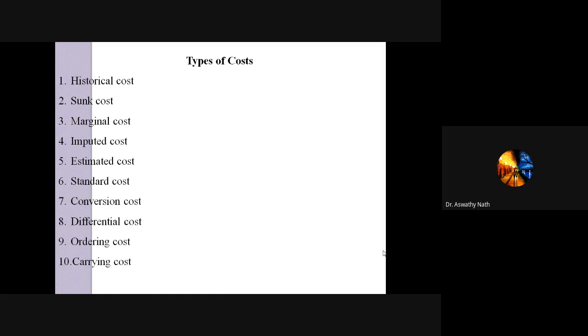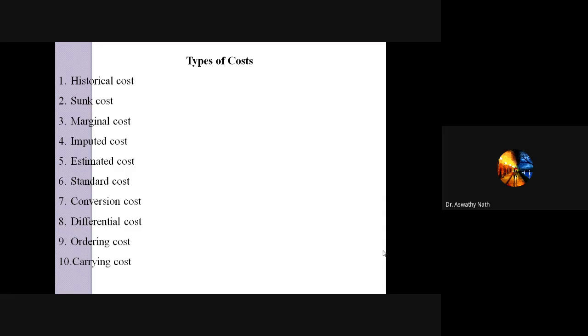Okay, and next is conversion cost. So whenever we are converting the direct material into finished goods, or fully finished goods or partly finished goods, what are the costs incurred in converting something from one form to another form? So that cost is called conversion cost.